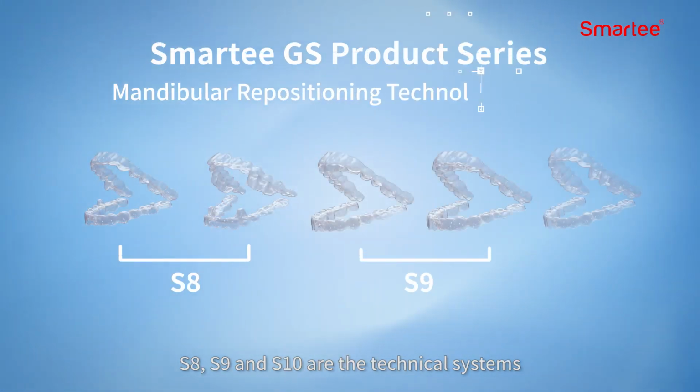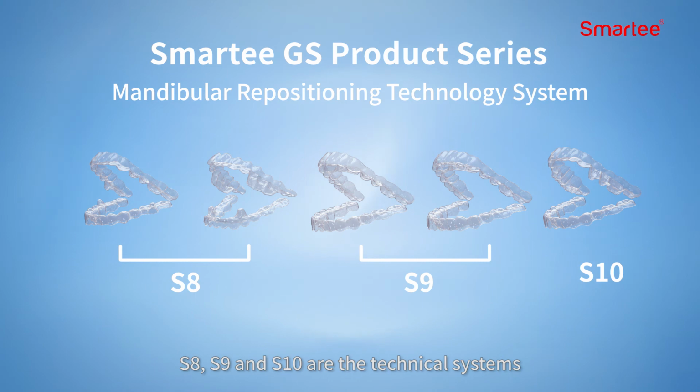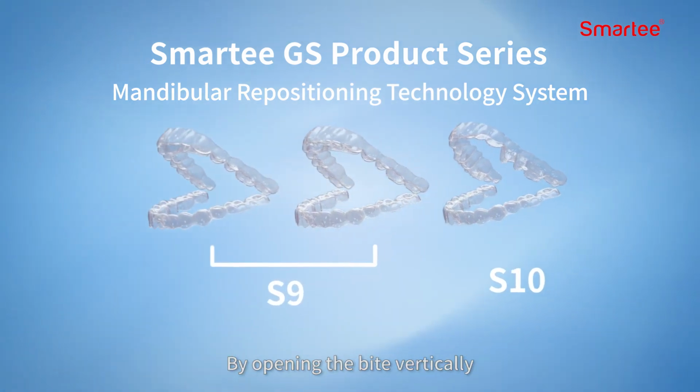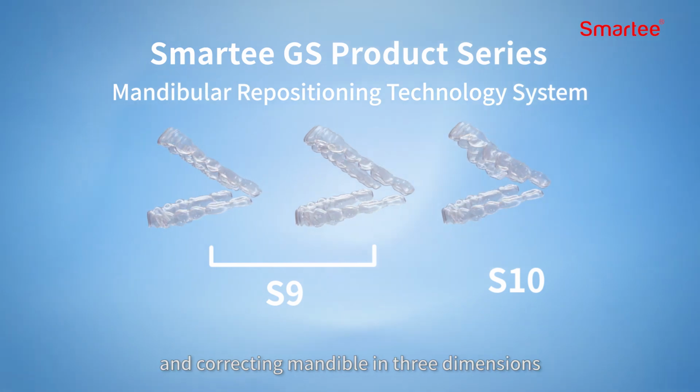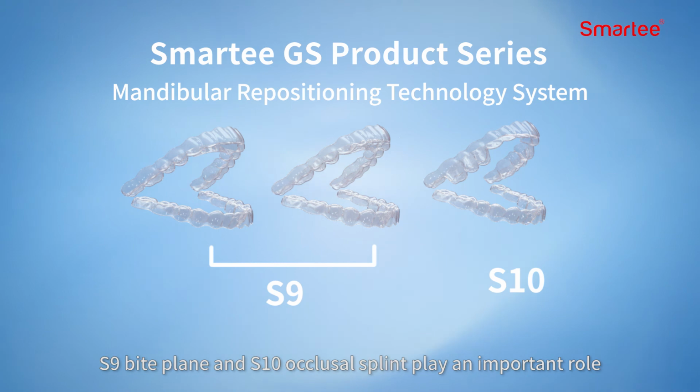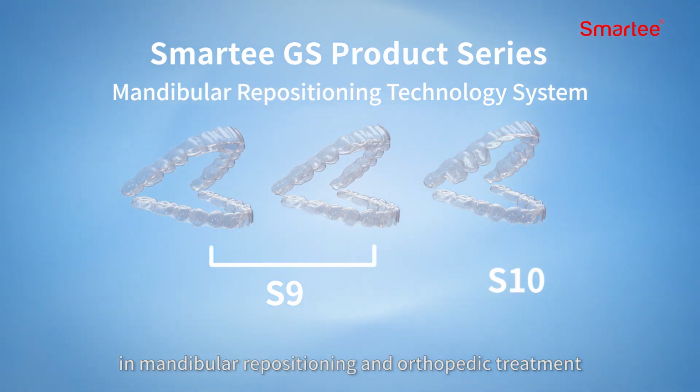S8, S9, and S10 are the technical system of mandibular repositioning in Smartee GS product series. By opening the bite vertically and correcting the mandible in 3 dimensions, S9 bite plane and S10 occlusal splint play an important role in mandibular repositioning and orthopedic treatment.